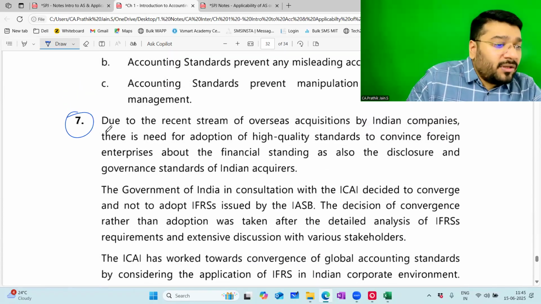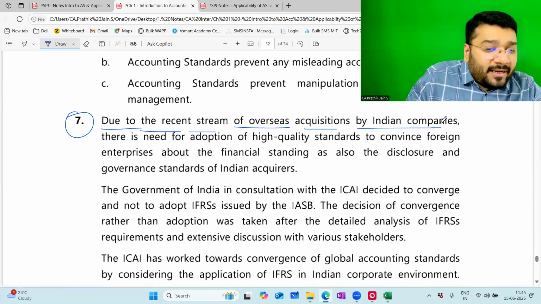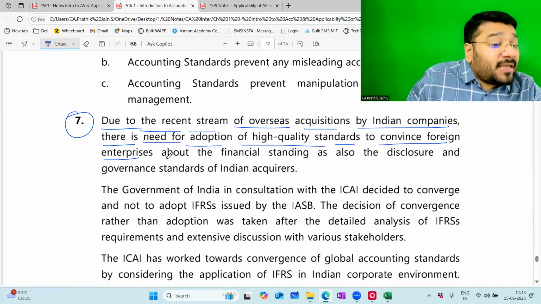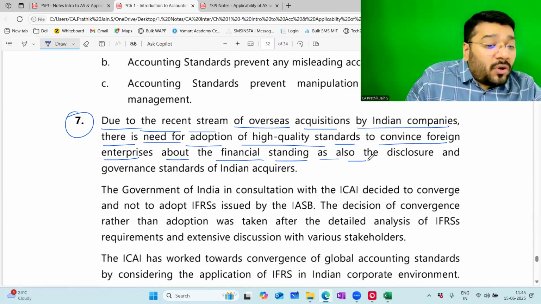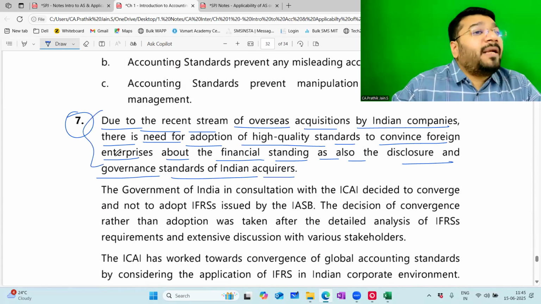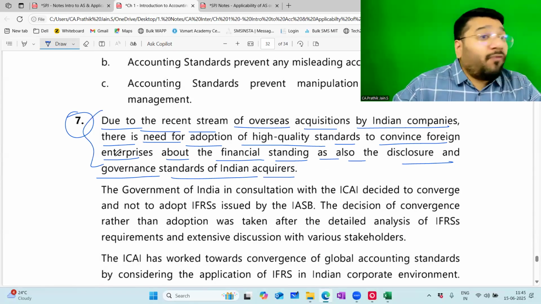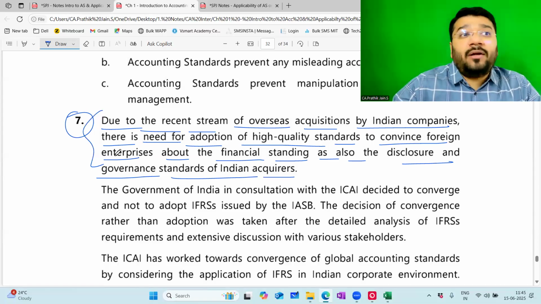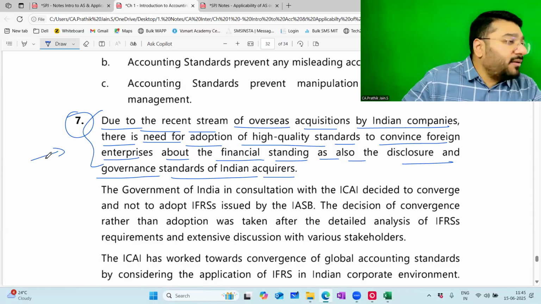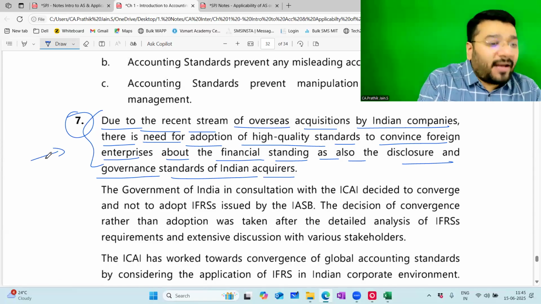Just we'll read this. Due to the recent stream of overseas acquisition by Indian companies, there is a need for adoption of high quality standards to convince the foreign enterprise about the financial standing, as also the disclosure and the governance standard India requires. In simple, they're telling that we wanted to compete at the global level. We wanted to create international opportunities. We wanted to deal with international people. For that, the language they were knowing and the language we were knowing, accounting standard, is not the same. Therefore, we have to come out with a new language called Ind AS so that we can deal with those international people. This is the ultimate point that they're trying to convey here.